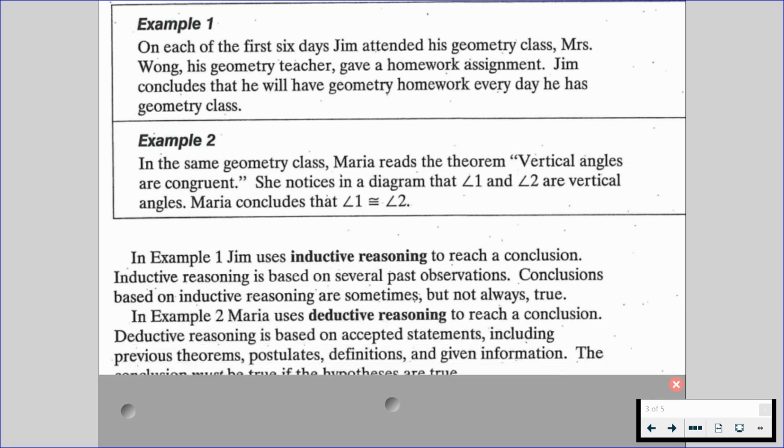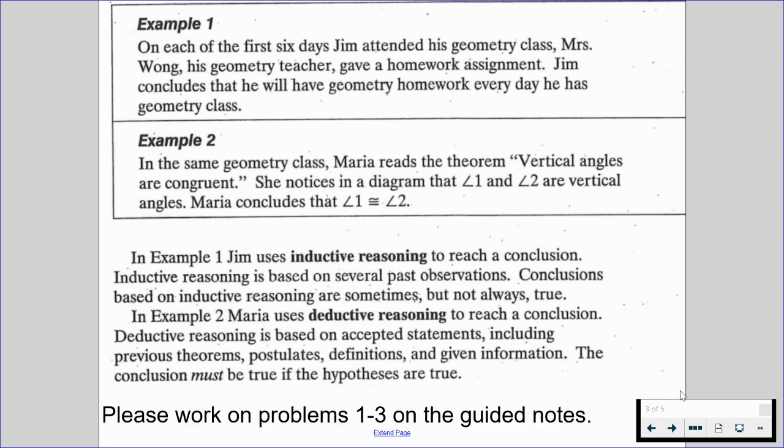But in example number 2, Maria uses deductive reasoning to reach a conclusion. Deductive reasoning is based on accepted statements, including previous theorems, postulates, definitions, and given information. The conclusion must be true if the hypothesis is true. So Jim uses inductive reasoning, and conclusions are sometimes true, but not always true. But Maria uses deductive reasoning, and the conclusions have to be true. With this, please work on problems 1 through 3 on the guided notes and resume when you're ready to move forward.